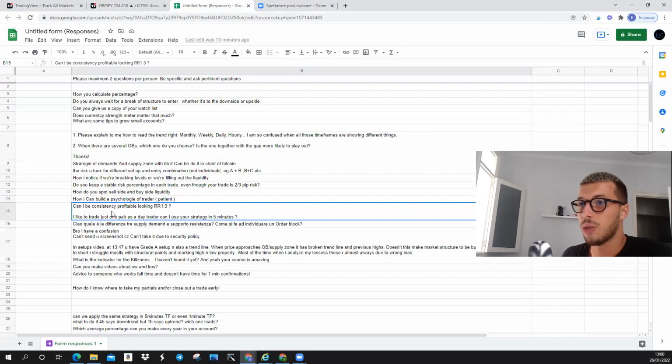Can I be consistently profitable looking for 1 to 3 risk reward? Yes, I will recommend to try to look for more also. I mean, 1 to 3 is fine, but with time, you can refine and increase your risk reward. But even with just 1 to 3, you can be consistent, yes, and profitable.